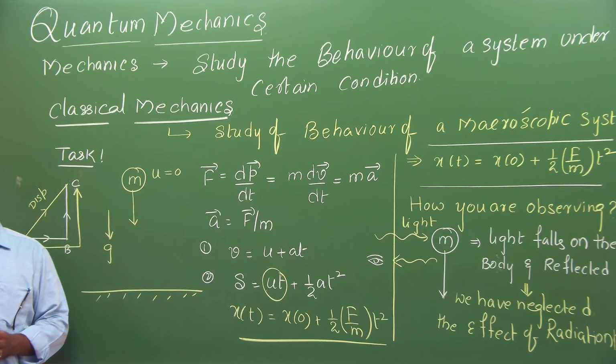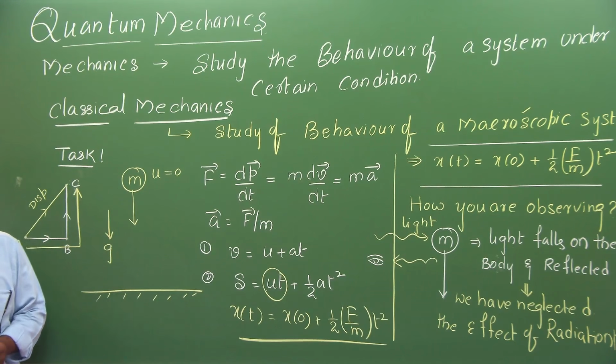In a macroscopic system, light is falling on the particle. Maybe some light energy will be absorbed and some will be reflected. So some energy is absorbed by the particle, but that energy will be so minimal that it does not affect the total energy, and Newton's laws of motion won't be affected by that light. So it is neglected. In this classical domain, the light effect is negligible. Something will be there, but it is negligible.